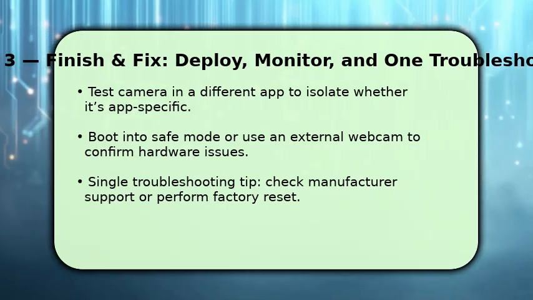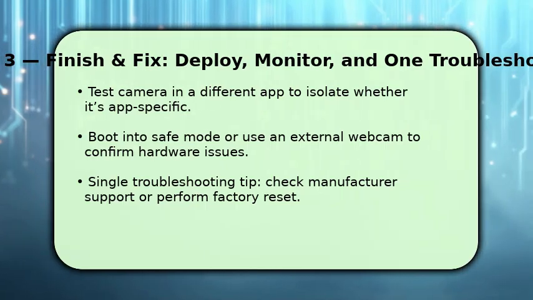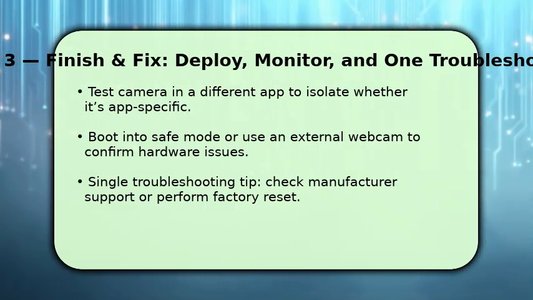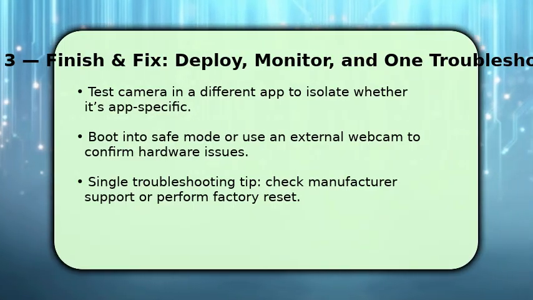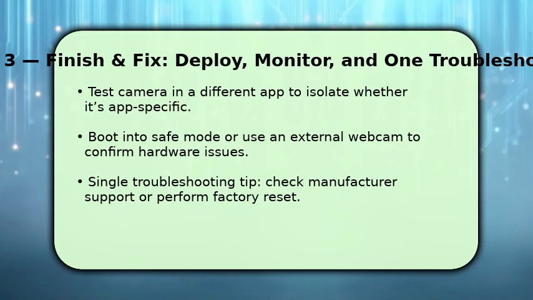Inspect the lens for debris and test flashlight/indicator lights. If none of these steps fix it, contact the device maker or back up your data and perform a factory reset as a last resort. But try support first.